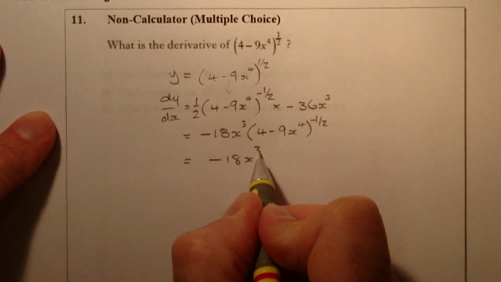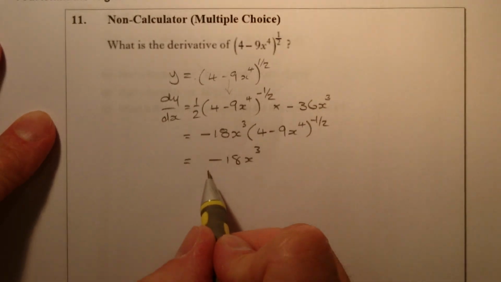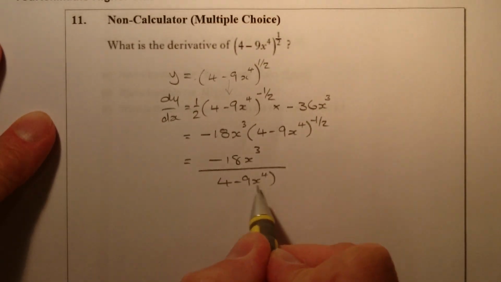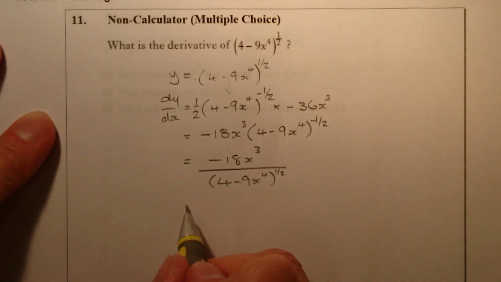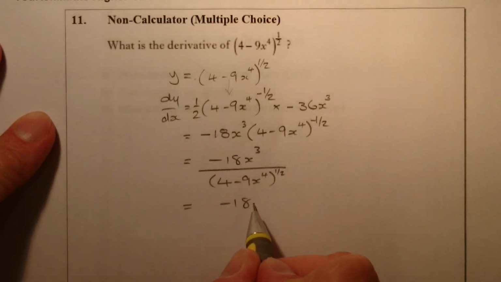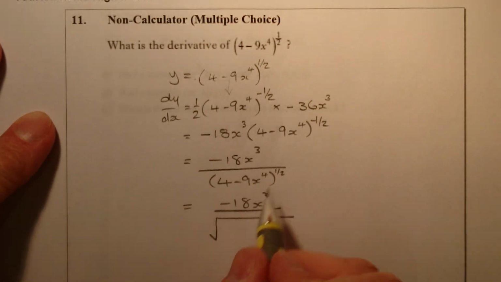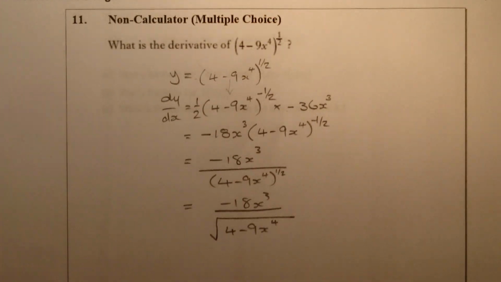But if we did, on the numerator would be this part here. This part's all to the power of minus a half, so put that underneath: 4 minus 9x to the power of 4. It's now to the power of a half. And if I really wanted to tidy that up a bit, we'd put that into root form. That would be the square root of 4 minus 9x to the power of 4.